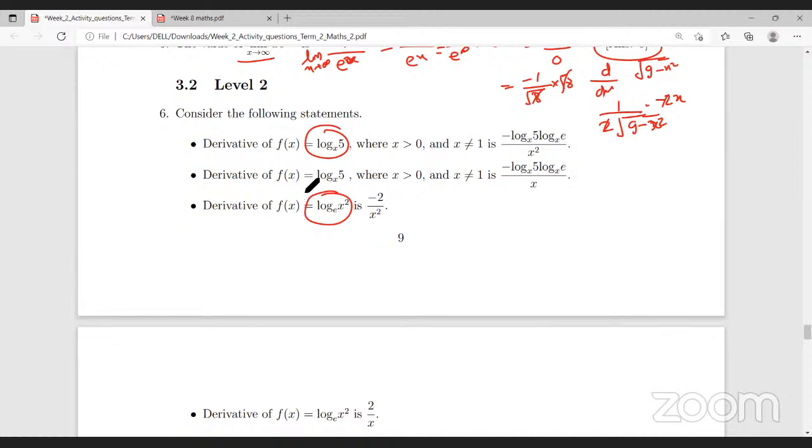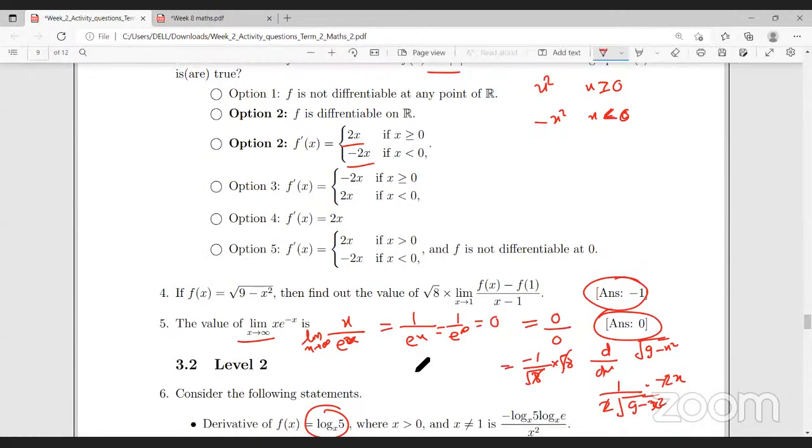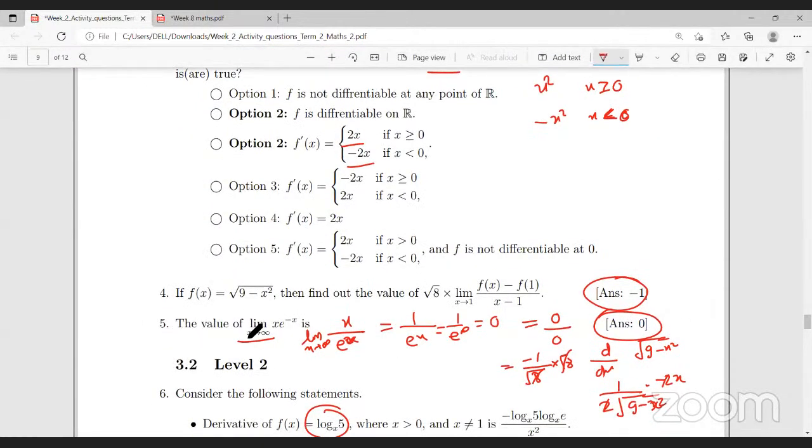Limit x tends to infinity of x into e power minus x. That is actually in the form of u into v, no, sir? You should do u dv plus v du, right? Which one? The fifth question. U d by dx of v plus v d by dx of u should be done, right? No, we are not calculating the derivative. We are finding out the limit, right?